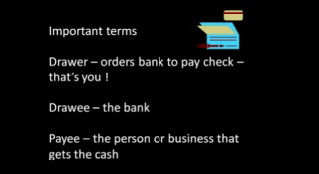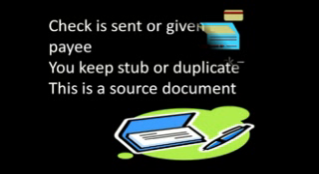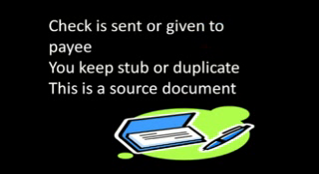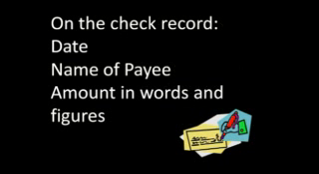The bank is the drawee. The bank transfers the money from your account. The person to whom the check is made out is called the payee. The payee receives the cash from the bank. This may be as cash or by transferring the money to the payee's account. The check that you write is given or sent to the payee, whilst the stub or a carbon or a duplicate copy is kept safe for record keeping.